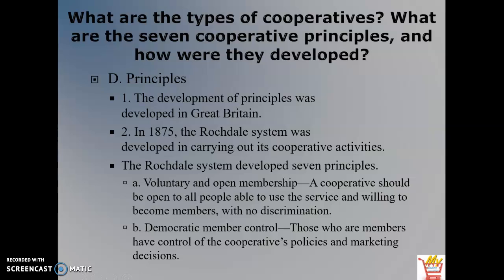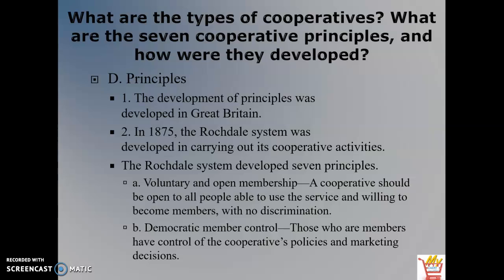So the development of the principles occurred in Great Britain, and the system that was used was called the Rochdale system. Okay, so in 1875, the Rochdale system was utilized in carrying out all cooperative activities, and there were 7 principles of the Rochdale system, and we'll talk about all 7 right now.